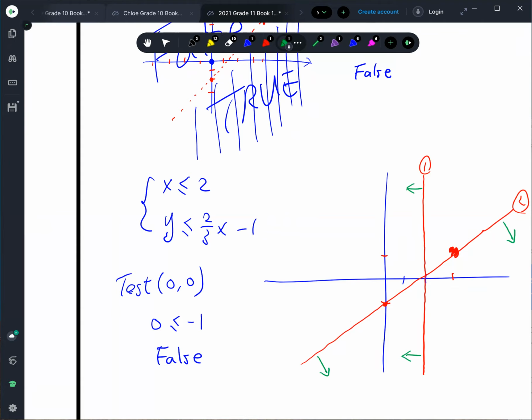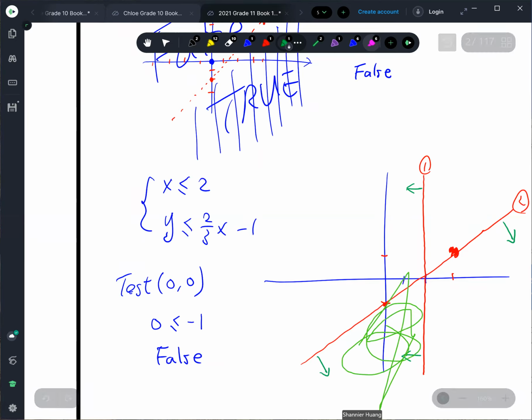Is it not working? Wait. Okay, can you see me drawing? No, I don't see anything. Okay. Wait a second. It's not working. Oh, here.